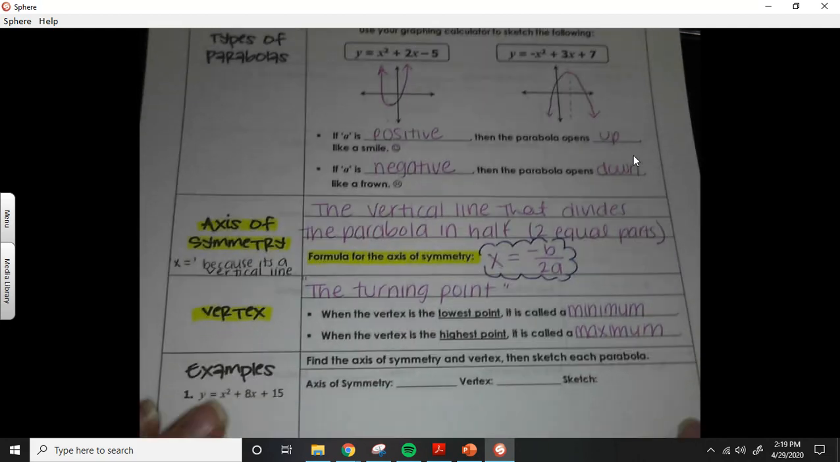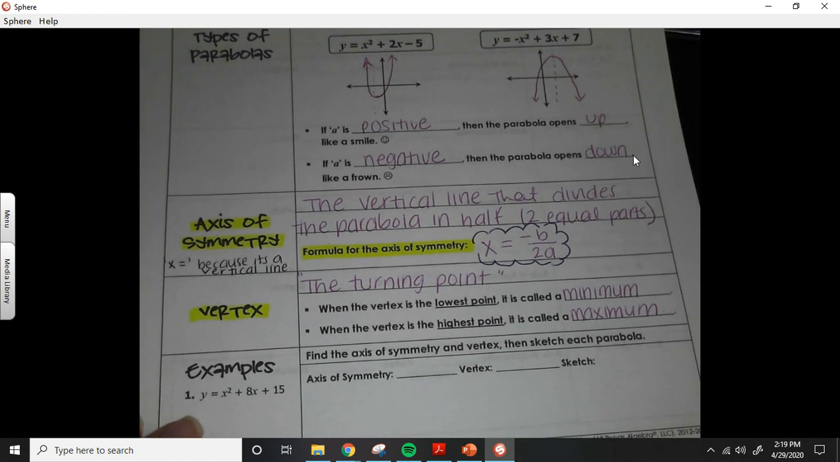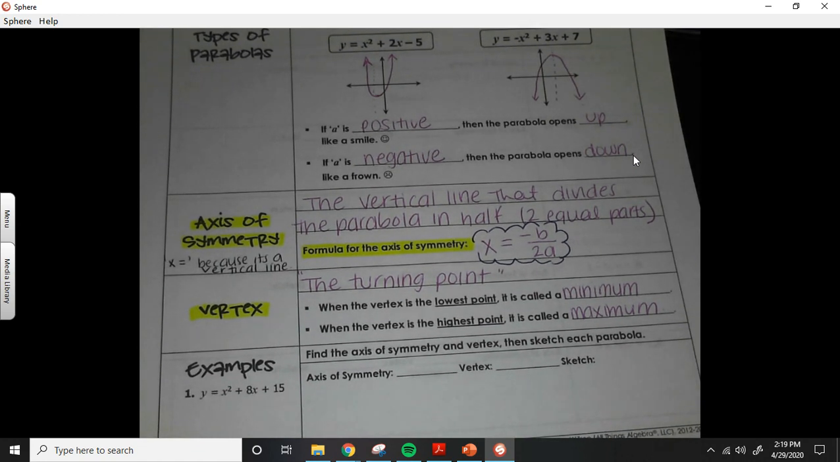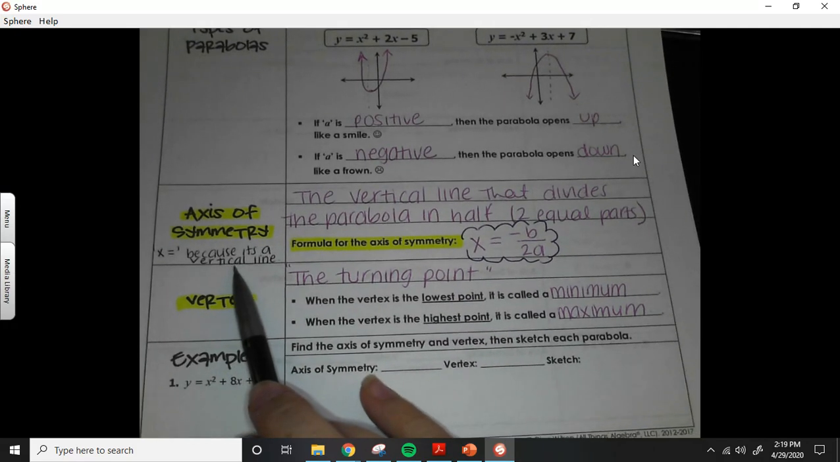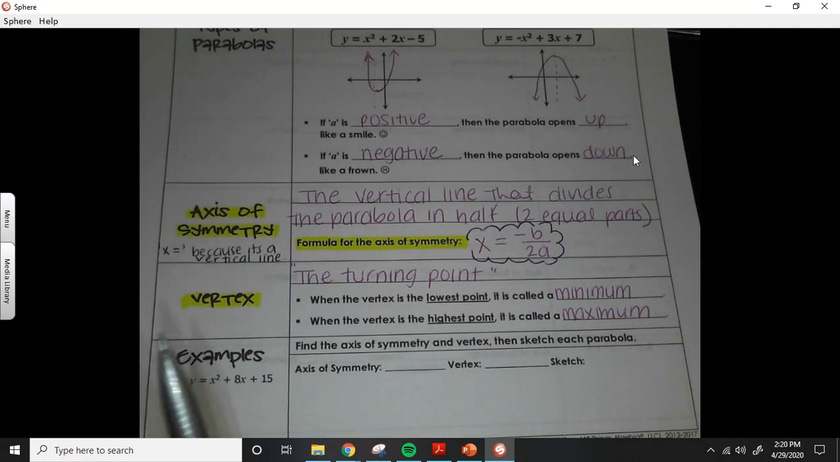Okay, so now these two new terms for you. Actually, they're not even new, to be honest, because we talked about axis of symmetry when we talked about graphs before. So now, formally, the axis of symmetry is a vertical line, which is why it is an x equals line, which I wrote right here as a little note. The vertical line that divides the parabola in half, and in half means 2 equal parts.